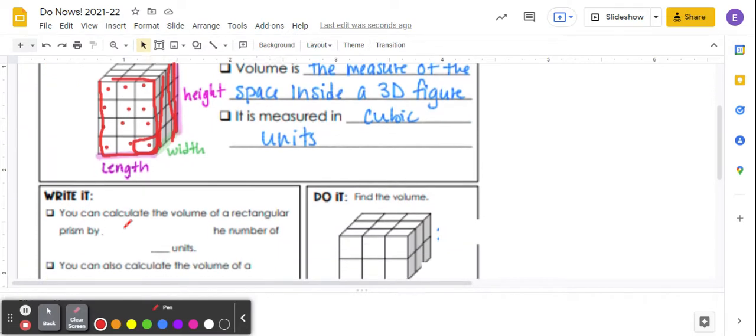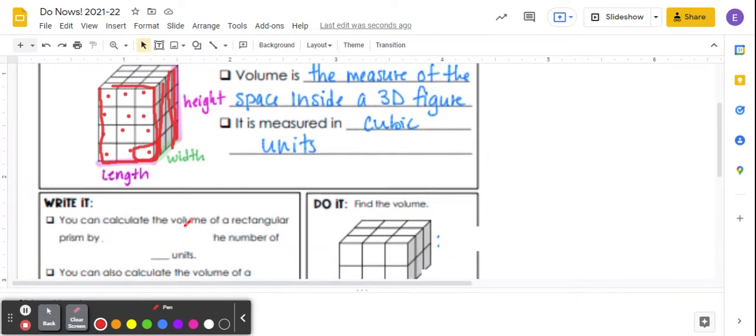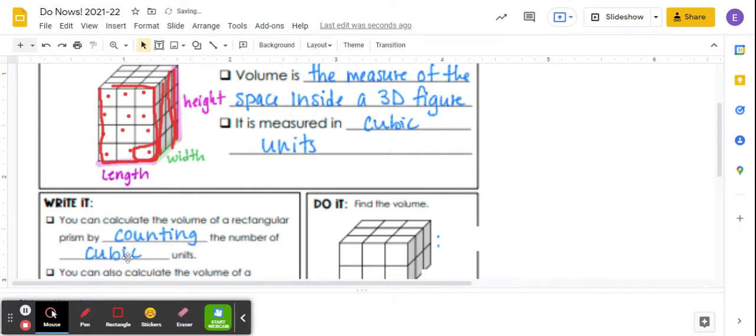So in writing it, you can calculate the volume of a rectangular prism. This is a rectangular prism because the base of it is in the shape of a rectangle, right? With opposing sides being the same length, with all parallel sets of opposing sides. So you can calculate the volume of a rectangular prism by counting the number of cubic units, right? Doing just what we did there of counting those little blocks. So you could count up those blocks.